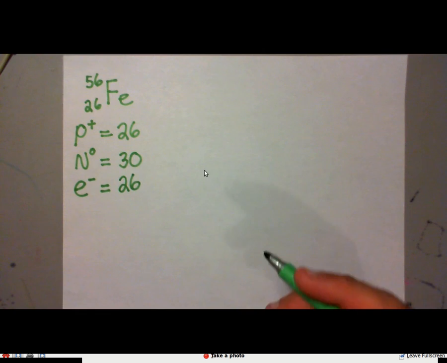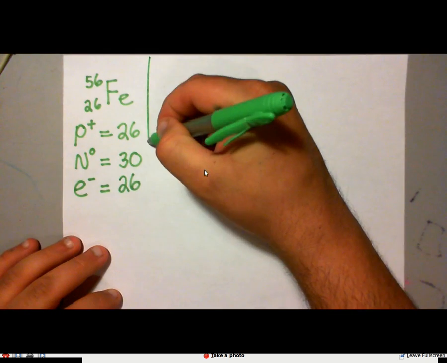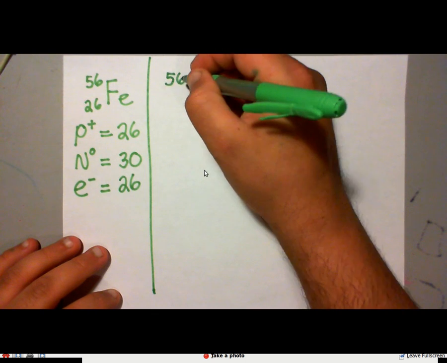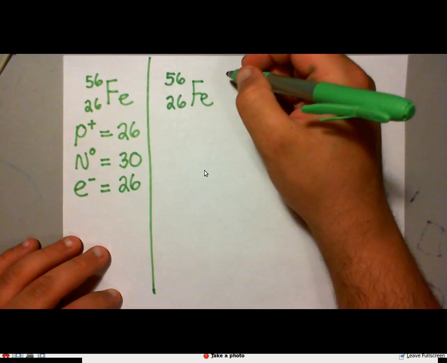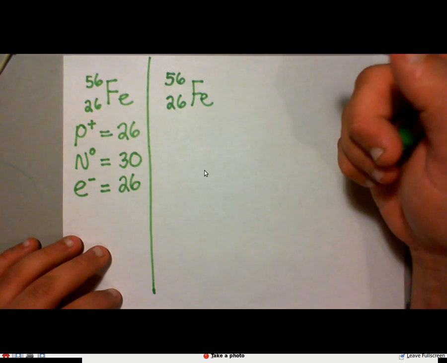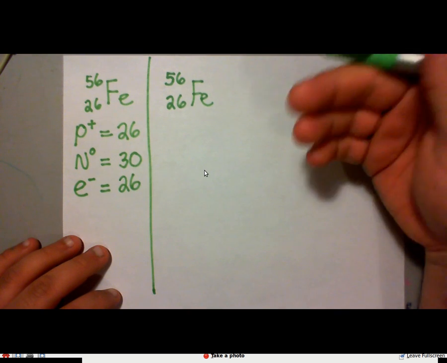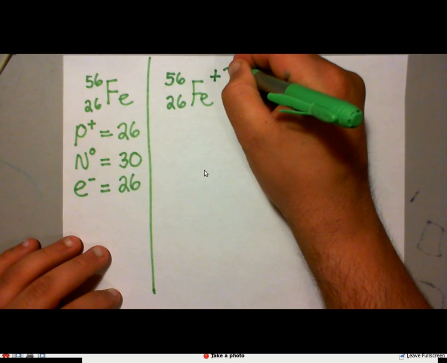Now let's pretend that we were dealing with a cation of iron. Same isotope of iron, say 56, and this is 26, this is Fe. Well, one of the cations of iron is iron 2 and iron 3. That's two of them. So let's deal with, say, iron 3. Iron 3 is a +3 charge.